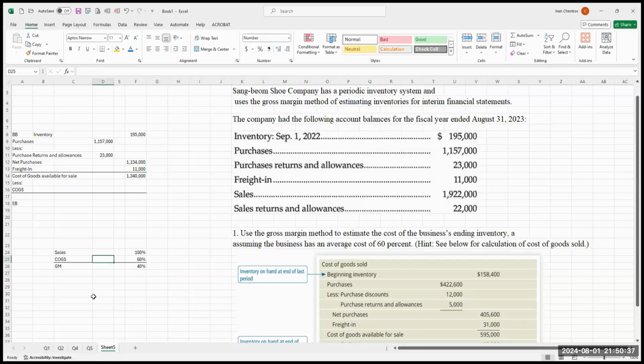So how can I get my cost of goods sold? First, I have to get sales, but I have a problem because I have sales and the sales return. So only the sales is not going to solve my problem. I need to deduct the sales return from my sales. So I need to work here with the net sales. And the net sales, I'm going to get as sales less sales returns.